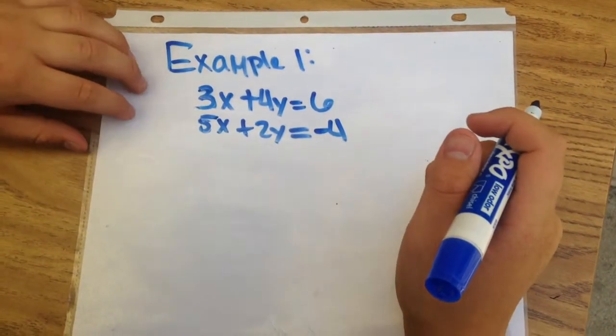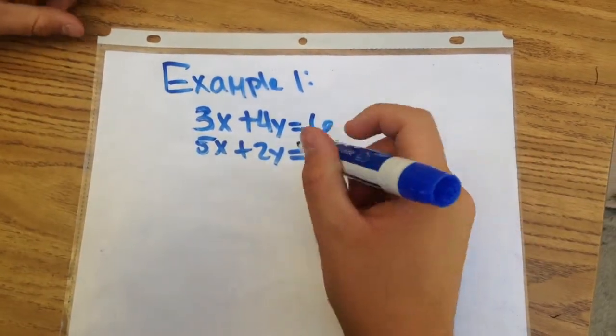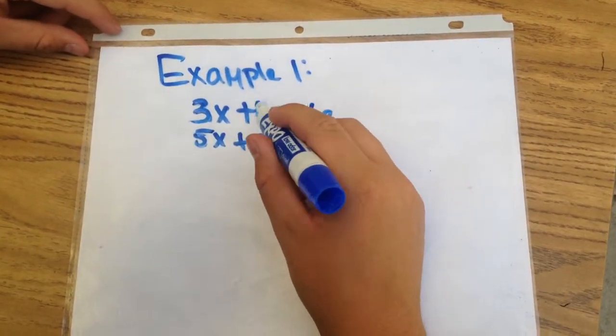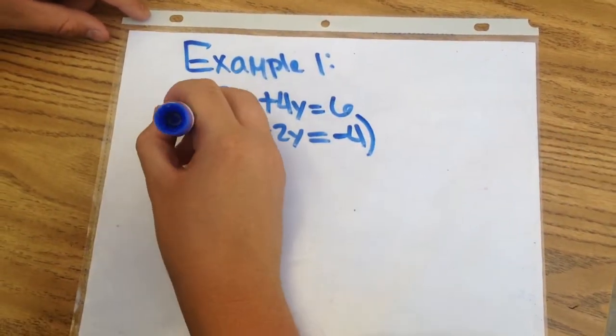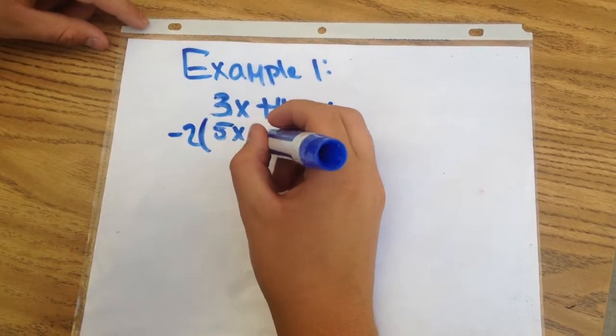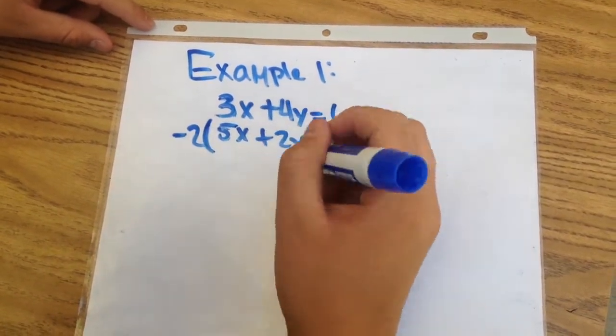Okay, so in example 1, they give us the system of equations, and we need to solve using elimination. But as you notice, we don't have a common number. So you're going to multiply this whole equation by -2, so you'll get a negative and it'll cancel out, and you'll have the same number. So you're going to distribute -2 to all three terms.